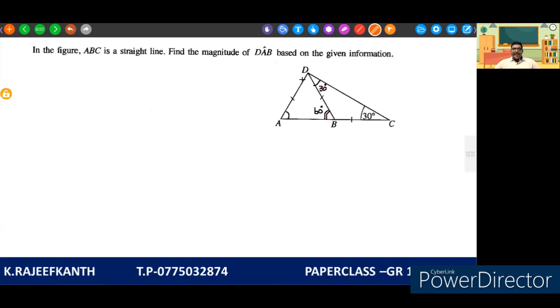Now this is also an isosceles triangle because they have given that AD and BD are equal. So opposite angles of equal sides are equal. This is 60, so this is also 60. Then we can write that angle DAB is also 60 degrees. Right? So when you are answering, you can mark on the figure. So it will be easy for you. So the magnitude of angle DAB is equal to 60 degrees. Then next one.